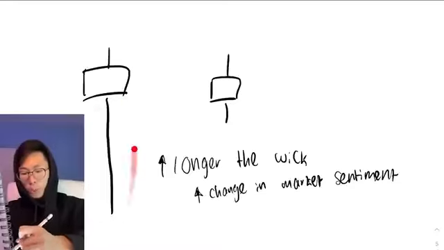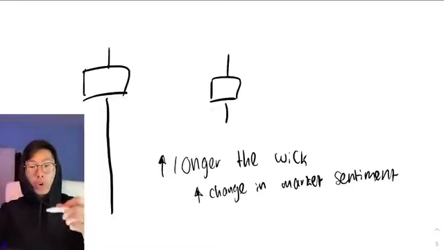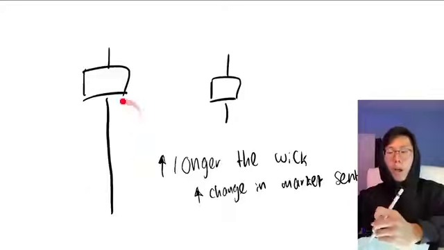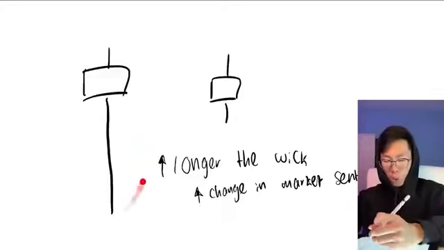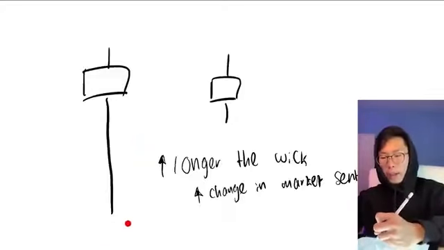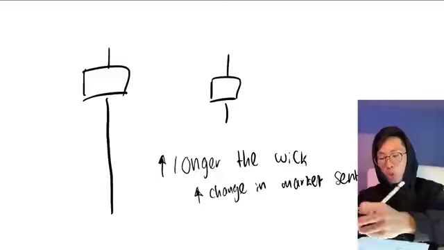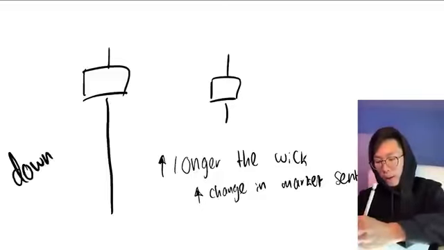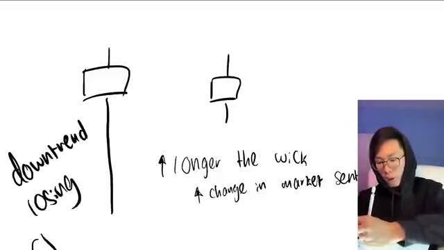Guys, the longer the wick, the greater the change in market sentiment. If you recall, I mentioned just now that the longer the lower wick, it means the buyers are pushing the price up. So what this means is that the downtrend is actually losing strength, guys, losing strength.